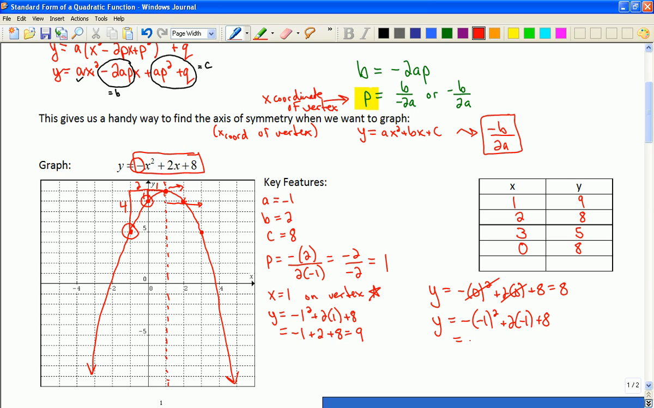So this will be negative 1 minus 2 plus 8, which is 5. So at negative 1, the y value is 5. And again, you'll notice these are the same because of the symmetry. So if you're trying to plot out points, really we only need to do one side, and then we know because of symmetry that they're going to be the same values on the other side, in this case 8 and 5, as there were on the other side.